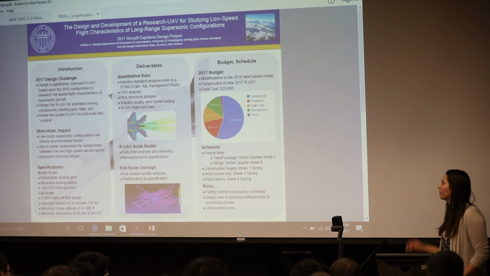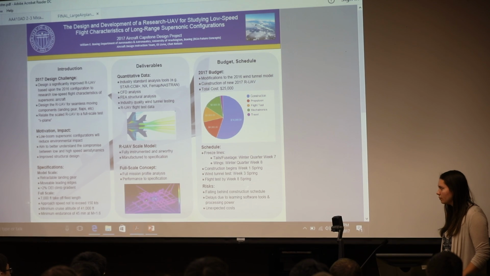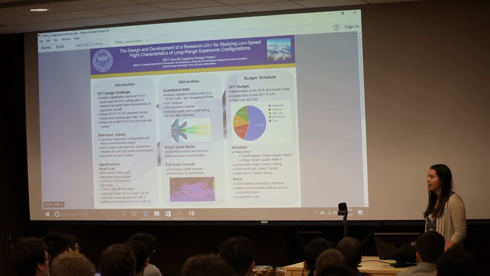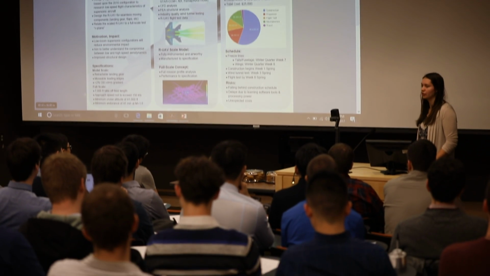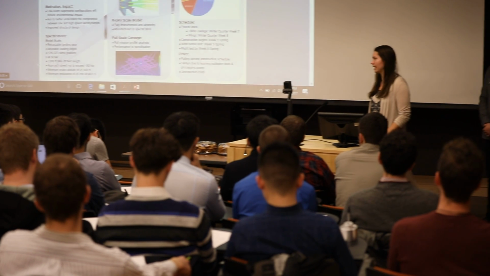We hope to freeze the lines of the tails and the fuselage by the end of week 7 this quarter, and the wings by the end of week 8. We will continue using the last couple weeks of winter quarter in order to create mock-ups and analyze our designs to make sure that we can construct what we have designed.